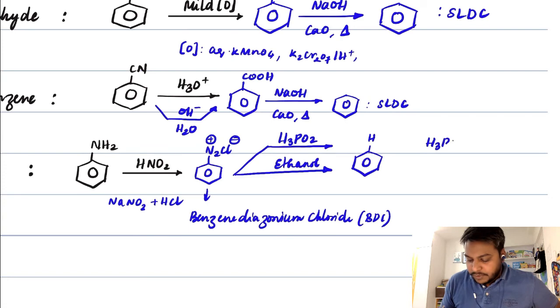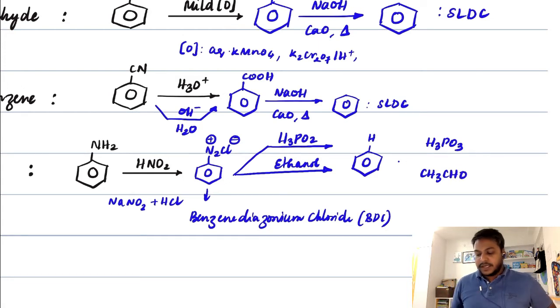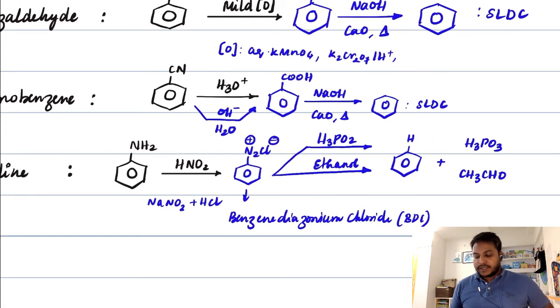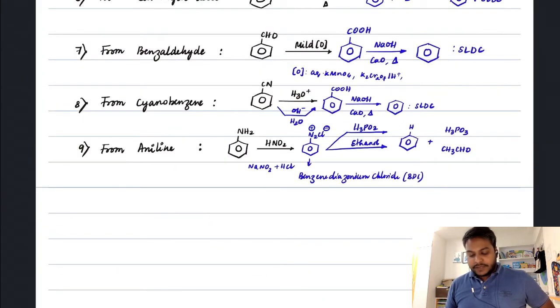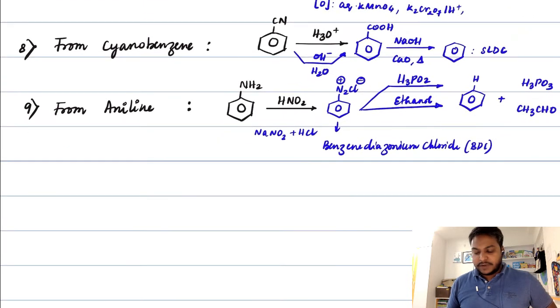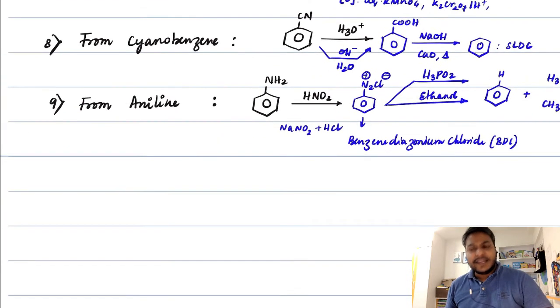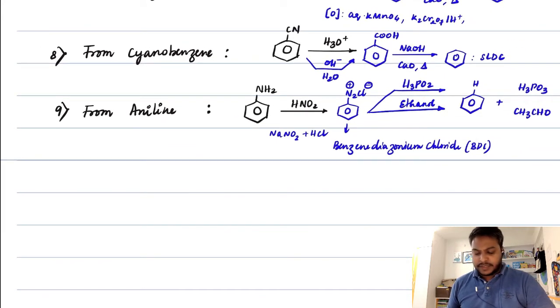If it is H3PO2, it will convert to H3PO3, and ethanol will convert into aldehyde. Correct? So these are the products which you can expect. Eventually, you'll get the benzene form. So these are the first 9 reactions where we have seen the formation of benzene. The next reactions where we will see the preparation are from benzene sulfonic acid, or we can take nitrobenzene. We can take many other cases by which we can prepare benzene.